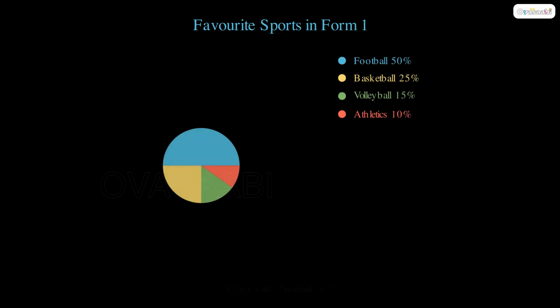Now a pie chart of favorite sports. If the class has 40 students, how many love football? Football takes 50% of the pie.